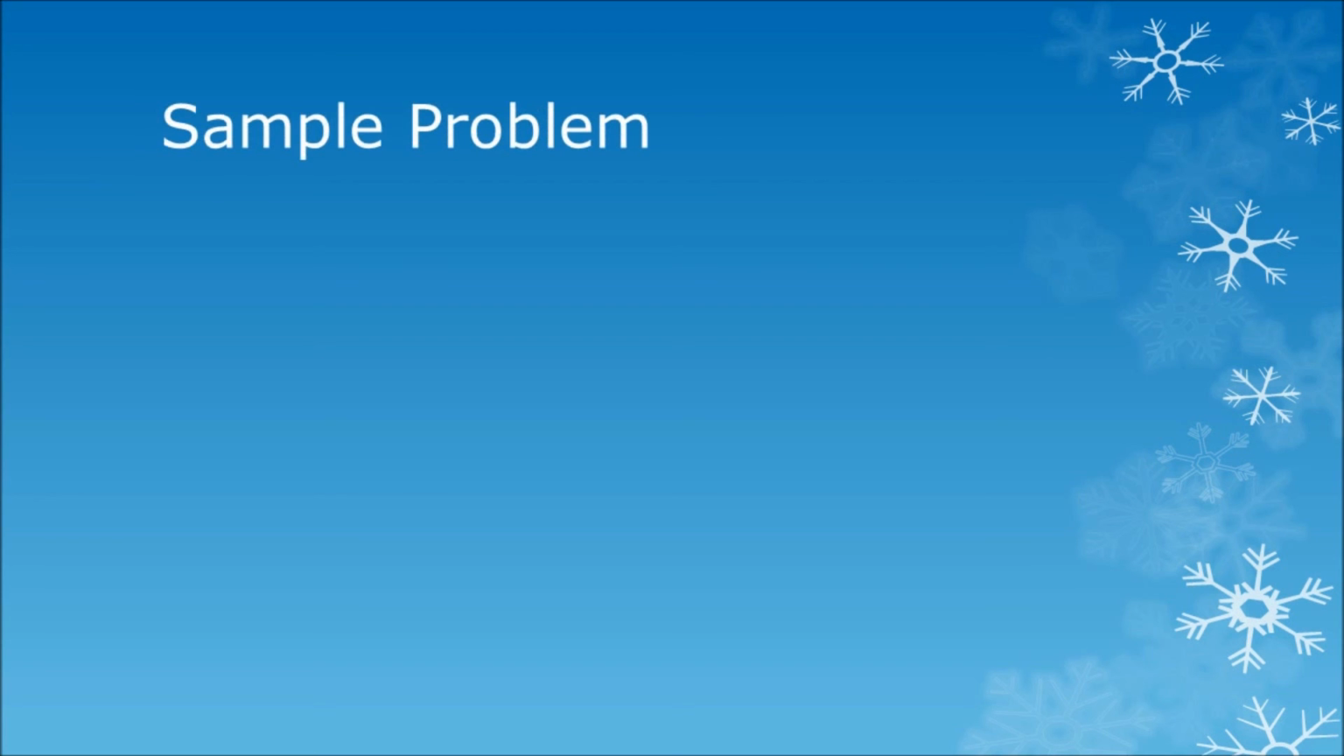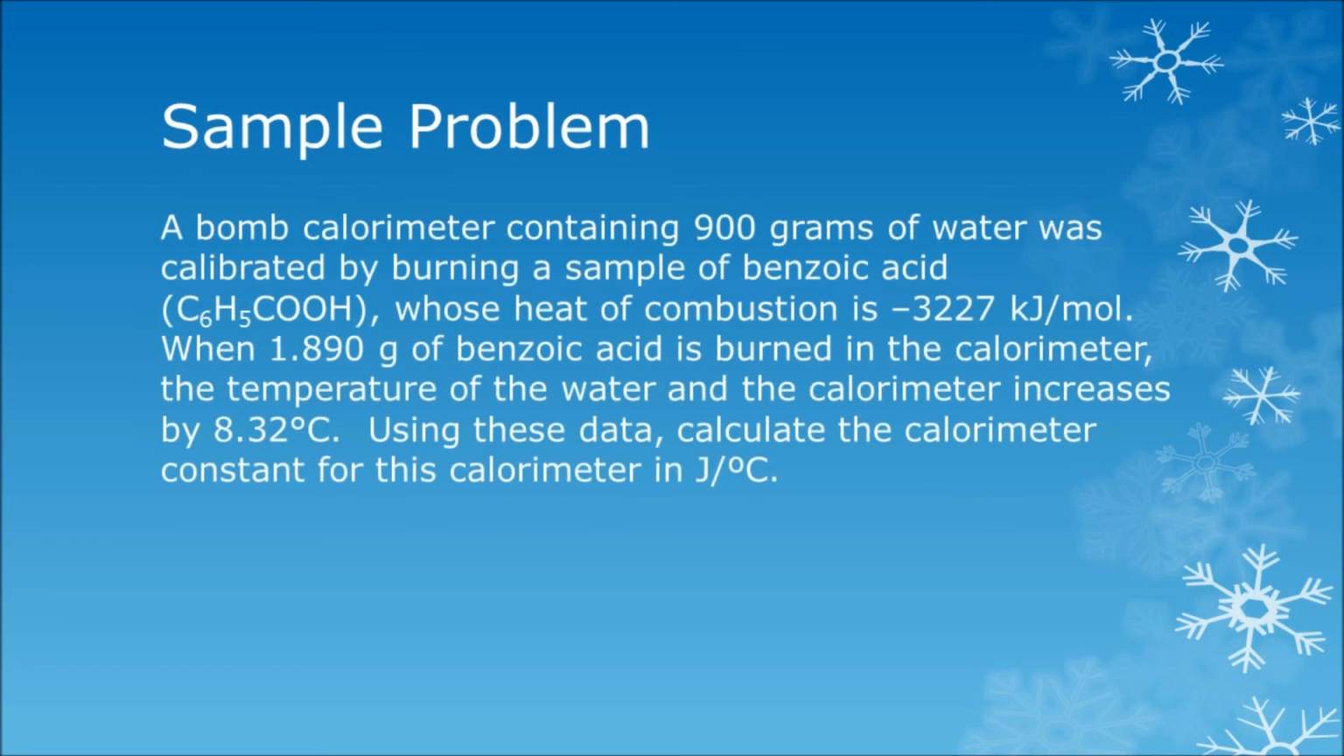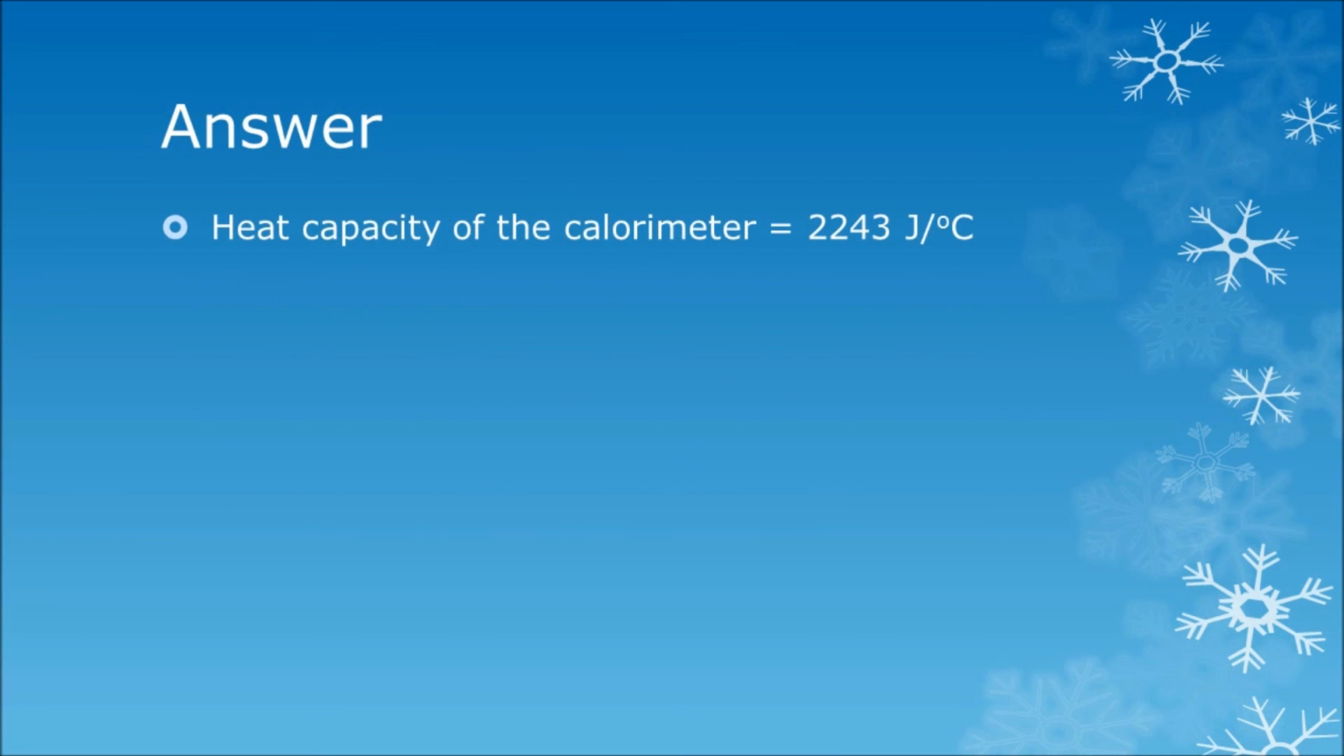Here is a sample problem for you. Pause the video after seeing the problem, write it down, solve it, and then check the answer in the final slide. The answer to the problem is the heat capacity of the calorimeter is 2243 joules per degree Celsius. So obviously in this case, you were supposed to find out the calorimeter constant, and the units represent that.